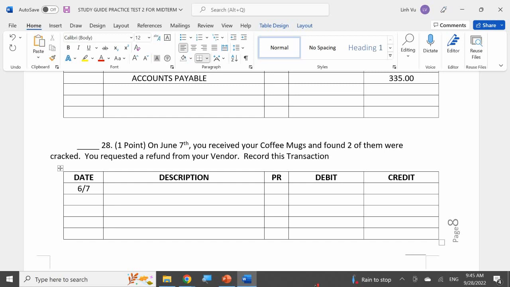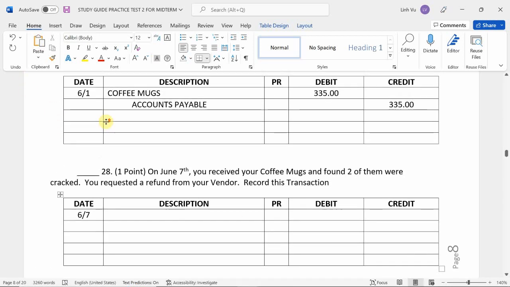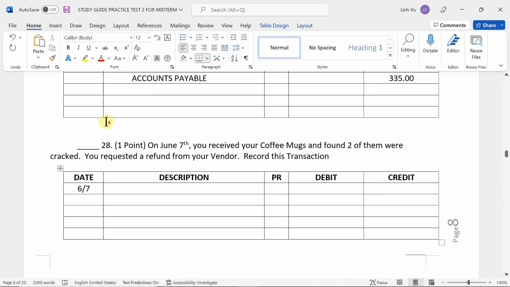We're under perpetual inventory. Where did you put your inventory? Mugs. So where are you going to take it out from? You're going to take the return out of the coffee mugs. Good. Now, in this case, what happens when I remove from my coffee mugs? What else do I have to remove this amount from?